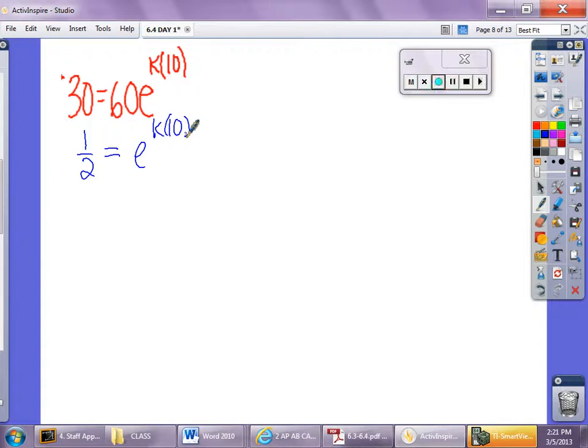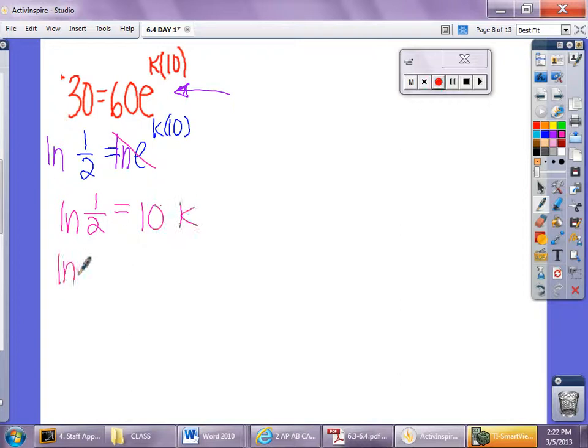And then now that the e is isolated, I want to take the ln of both sides. Now, I couldn't do it in this line right here because the 60 was in the way. You have to isolate the e for this to actually work. So we get that the ln of 1/2 is equal to 10k.